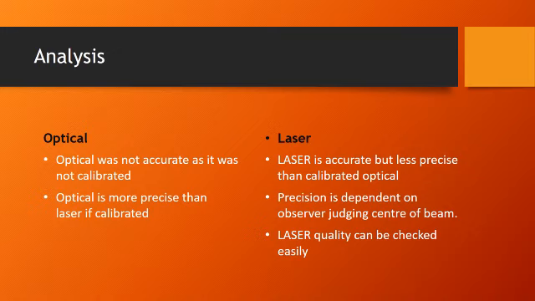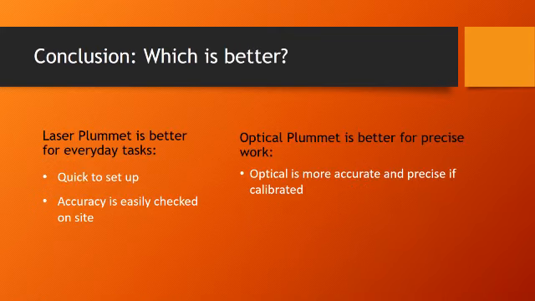The optical was not accurate as it was not calibrated. I believe that the optical would have been more precise than the laser if it had been calibrated. The laser was accurate but less precise than the calibrated optical. I believe precision is dependent on the observer judging the center of the beam, and the laser quality could be checked easily, however. In conclusion, which is better?